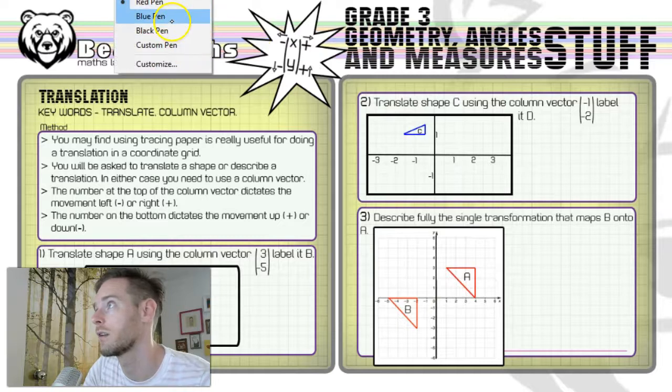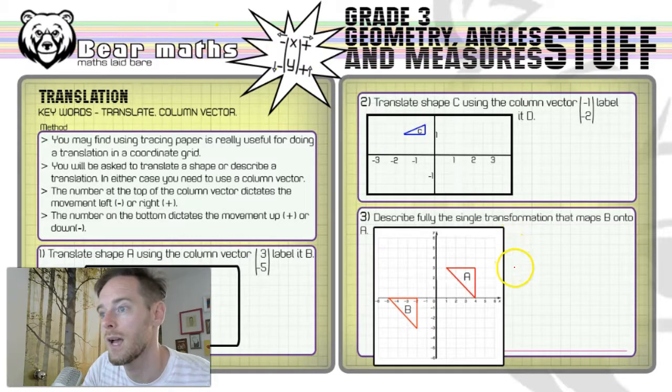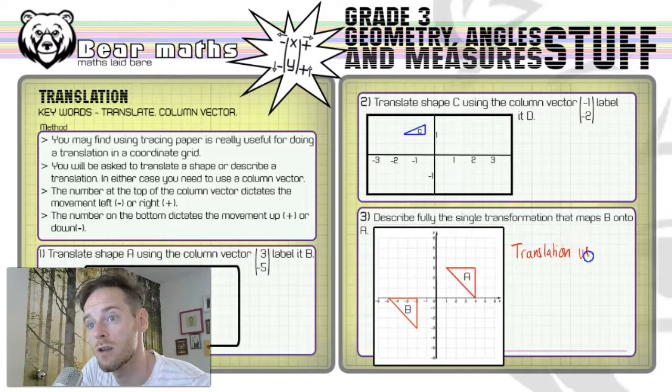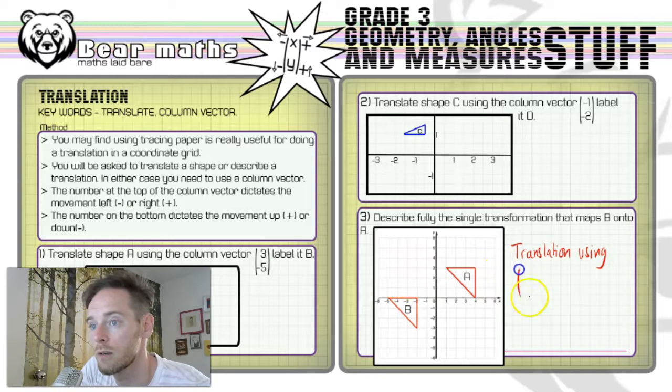So I'm just going to get the red pen there. And describing the single transformation, well, it's in a translation video, so we know it's a translation. We have to use that word translates. So translation, and then we use the column vector. So using, and then we state what the column vector is. So we're going to put some long brackets in, a number at the top, a number at the bottom.